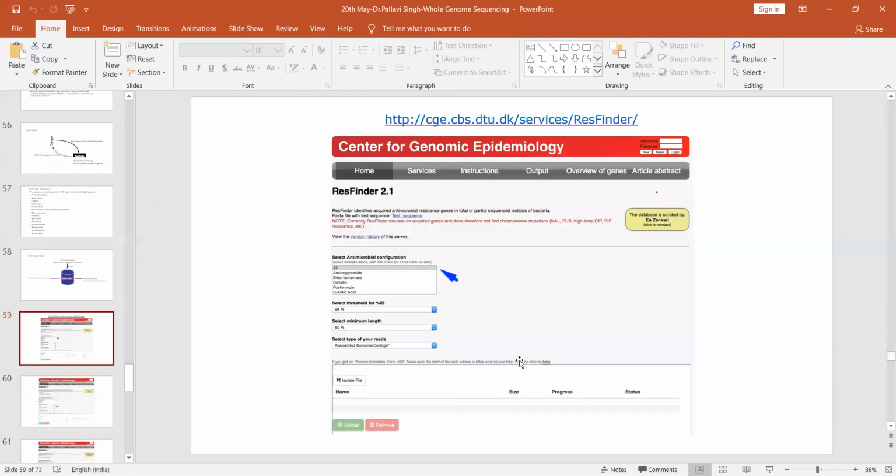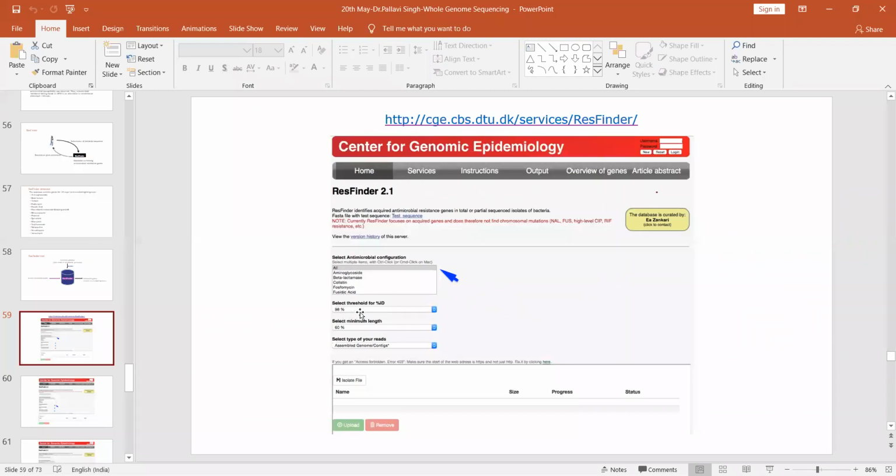So this is my web server, again CGE. You can see it will ask to select the antimicrobial configuration, whether you want to check against all the antibiotics, whether it has a resistance gene against all the 14 antibiotics, or you want to go for a specific checking. In general, we select all. As you can see on my screen, we select all antibiotic resistance genes.